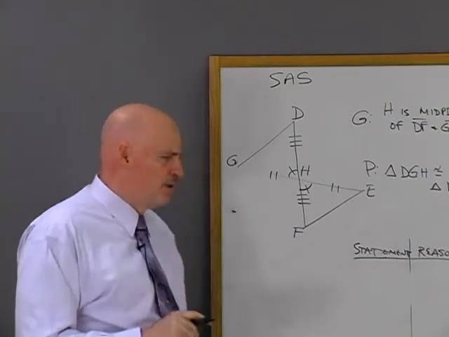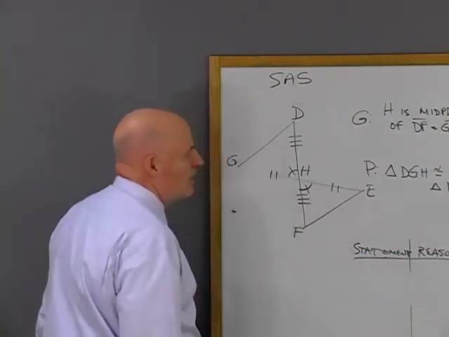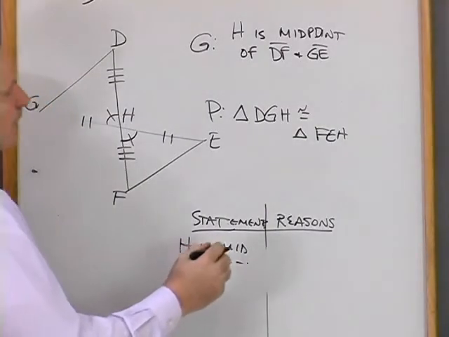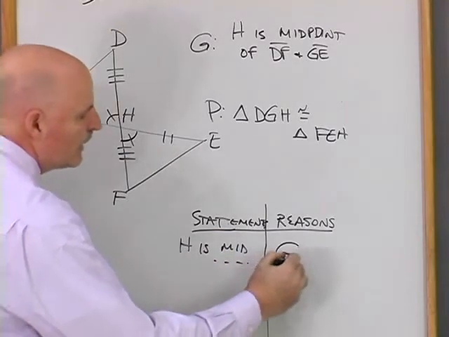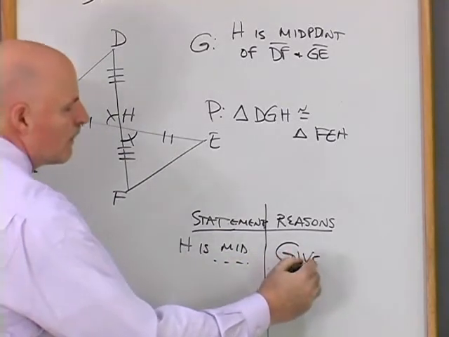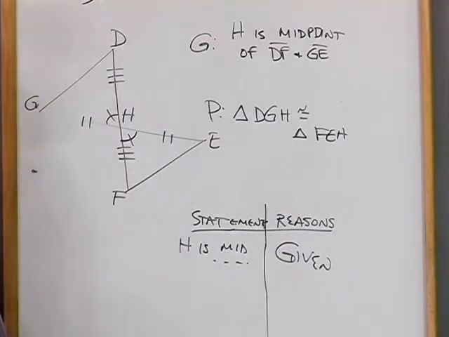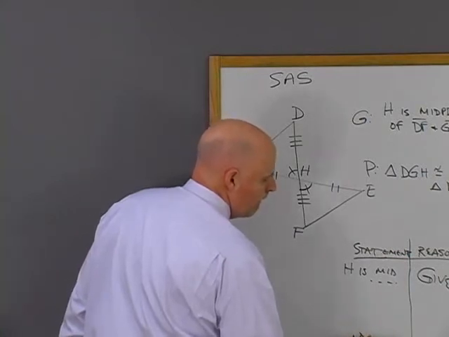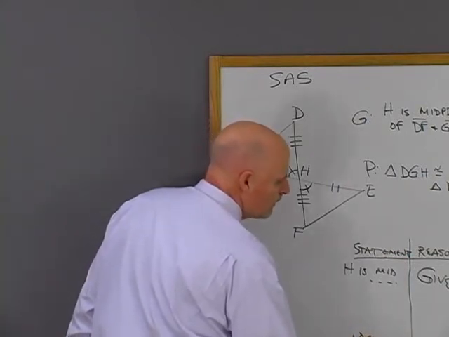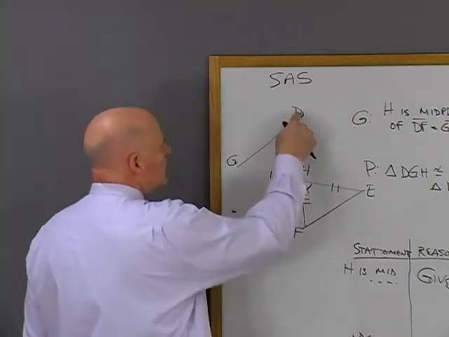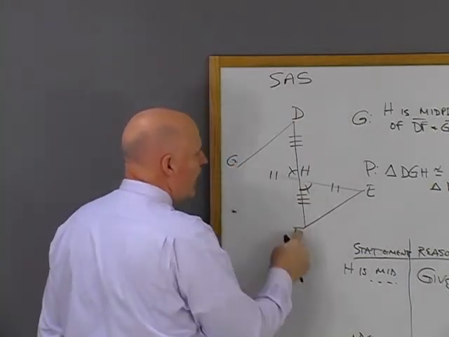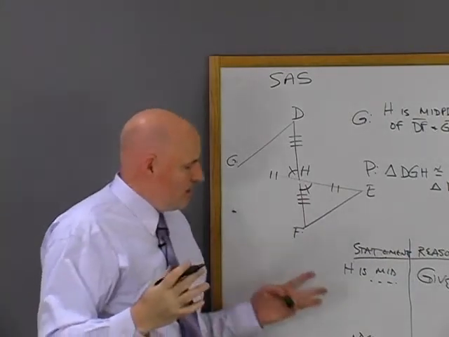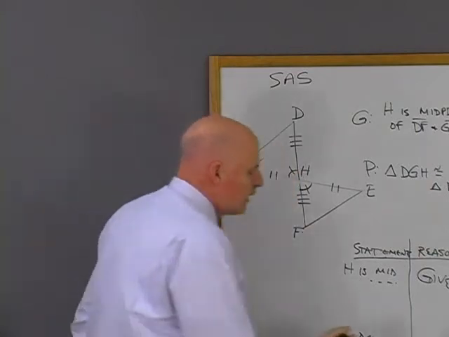So let's enter into the record. First statement is what? H is a midpoint. Reason? Given. We like those given ones. Okay? What's going to be our last point? Triangle DGH is congruent to triangle FEH. That the two triangles are congruent. Notice the order, D, G, H, F, E, H. Okay? Our reason is probably going to be side angle side. We'll write that in there.